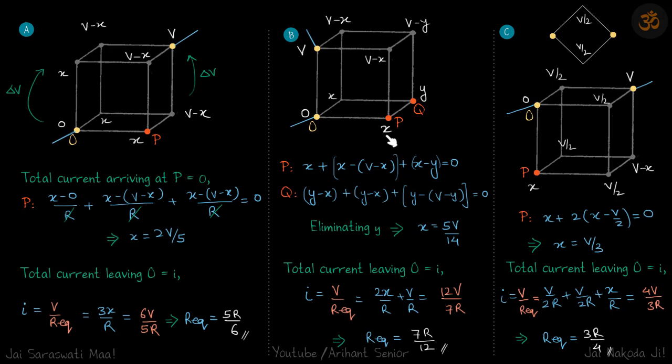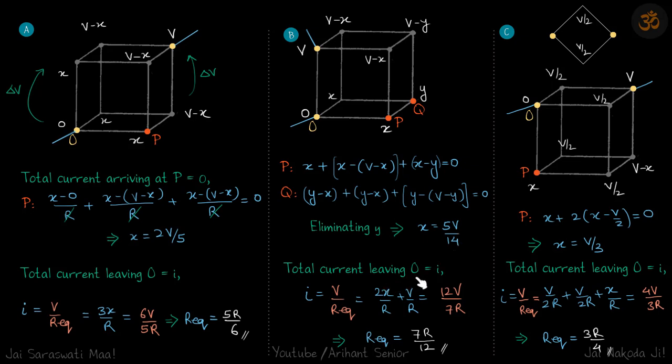So we write this as X minus 0 plus X minus V minus X plus X minus Y is equal to 0. And for Q node, the current arriving at Q node is Y minus X plus Y minus X plus Y minus V minus Y. And eliminating Y from these 2 equations, we get X equal to 5V by 14.